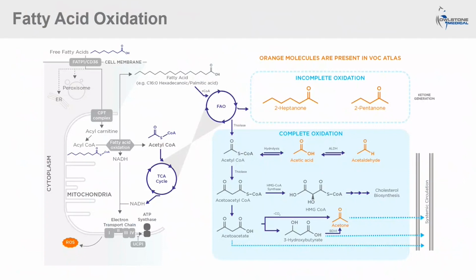However, volatile ketones such as 2-pentanone may arise through incomplete oxidation. The 2-carbon unit, acetyl-CoA itself, can be processed into several volatile molecules, such as acetic acid through hydrolysis, acetaldehyde through acetaldehyde dehydrogenase, and acetone through carboxylation. These molecules are all found on breath in our dataset.